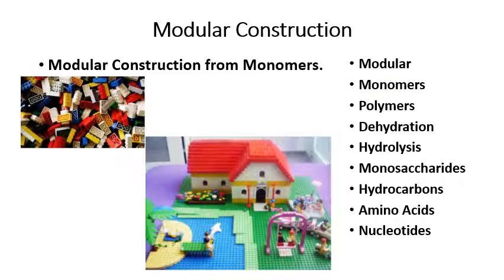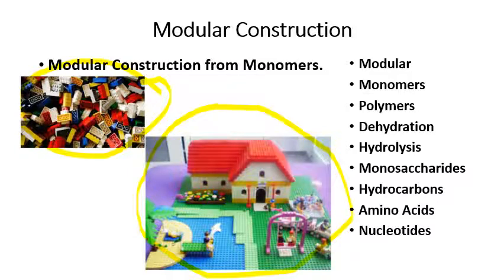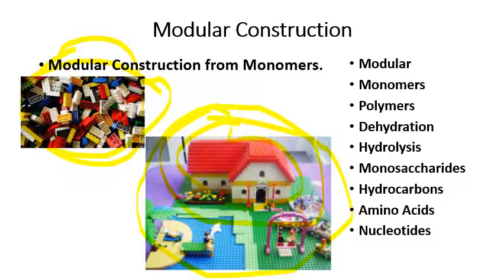Okay, so if you ever played with these toys when you were a child, I know I did, these toys are called Legos. They have these little blocks that snap together. And if you snap them together in various different combinations, you can make really complicated structures. And that's kind of what we're doing when we build proteins out of monomers called amino acids, or if we build lipids out of monomers called fatty acids, or if we build polysaccharides out of monosaccharides. We're simply taking these simpler building blocks and putting them together one at a time to build a really complicated macromolecule.